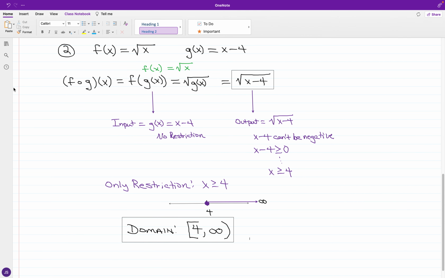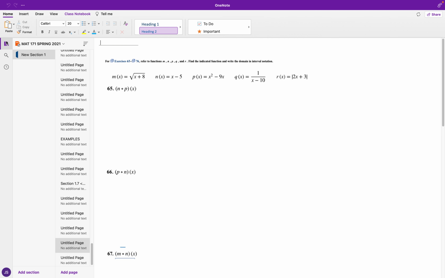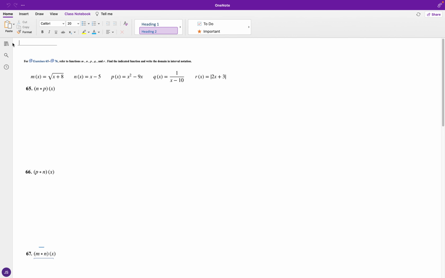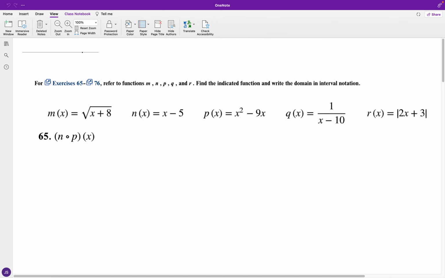And for the next portion, we're finding the composition and the domain for this given set of functions. We have m of x as a radical function, n of x as a linear function, p of x as a quadratic function, q of x as the reciprocal of x minus 10, and r of x as the absolute value of 2x plus 3. So you've got a radical, a linear, a quadratic, a rational, and an absolute value function.